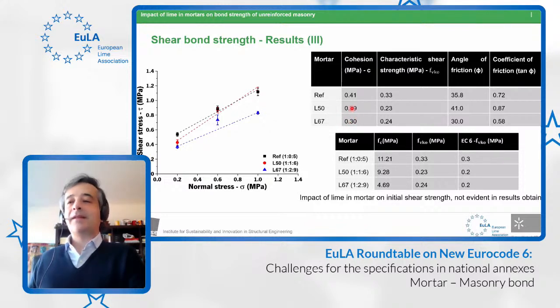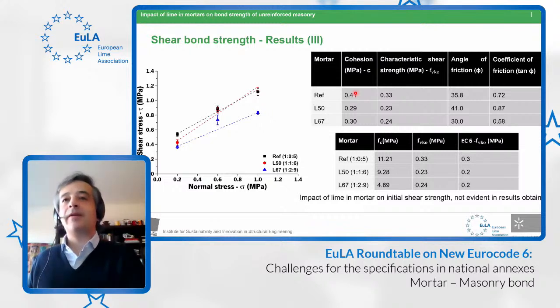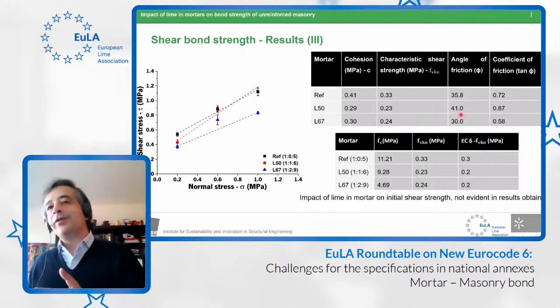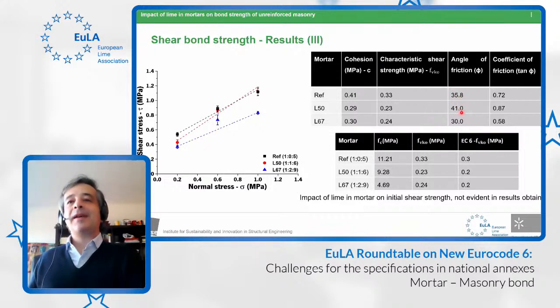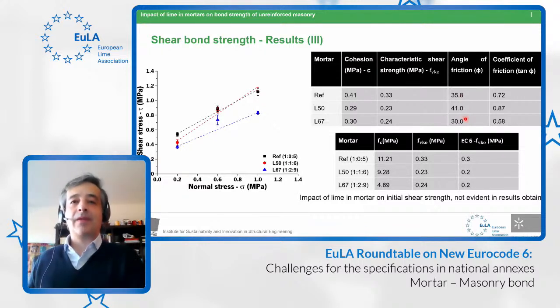Because in the flexural strength, which is related to this, we have the reference and the L50 pairing together, and then the L67 being lower. And here we get a cohesion that is much similar between L50 and L67, and the reference seems to be higher. And the angle of friction also brought a little bit more confusion, I would say, because there was a biggest angle of friction in the L50 as opposed to the reference and L67, which was a trend that we were not really expecting to begin with.